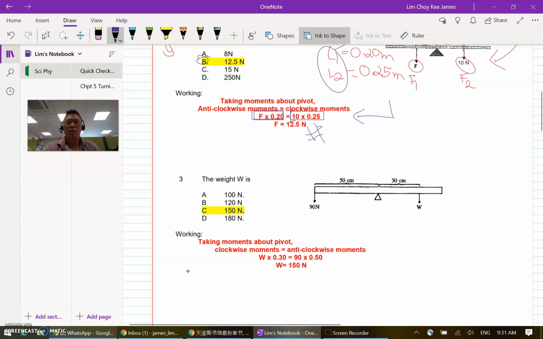Okay, question 3 is also another application, another variation of your question 1, and in fact question 2. In this case your F1 will be 90 Newton, F2 will be your weight. So now in this case we are actually looking for F2. But the formula that we're looking for is still the same. It will be total anti-clockwise equal to total clockwise moment.